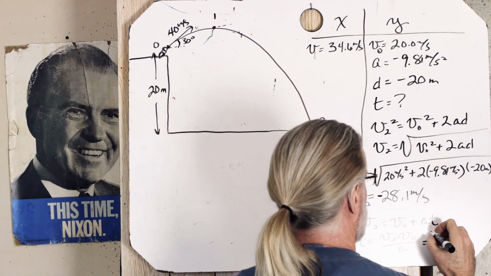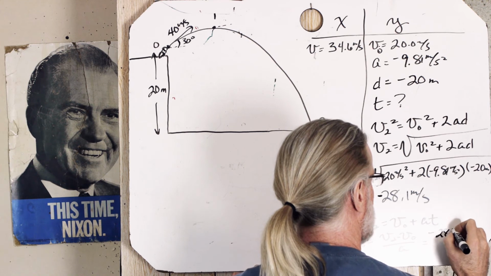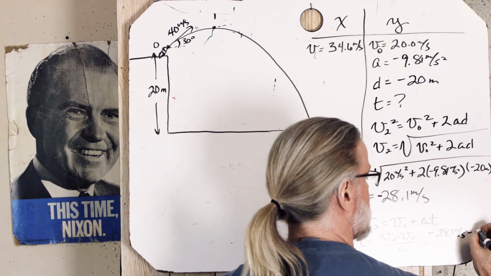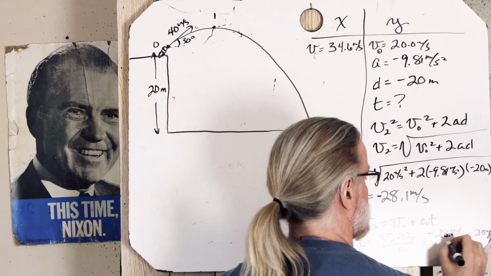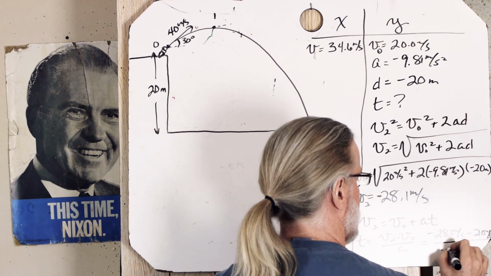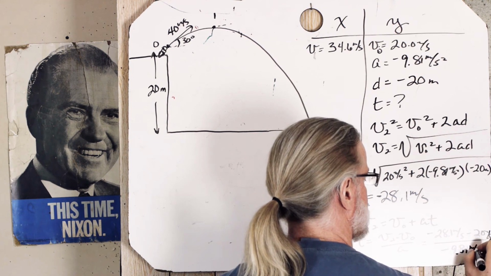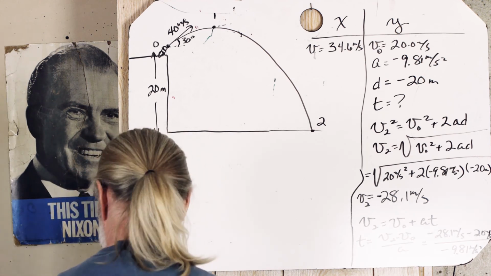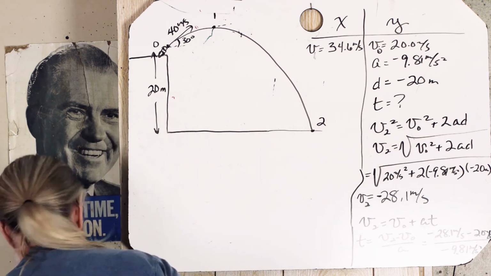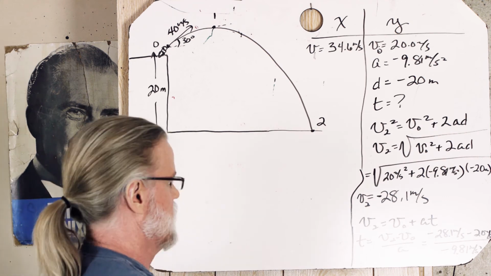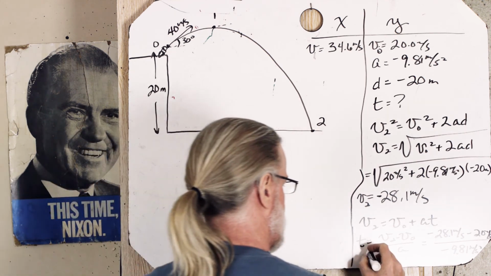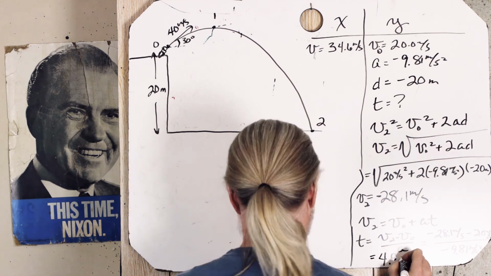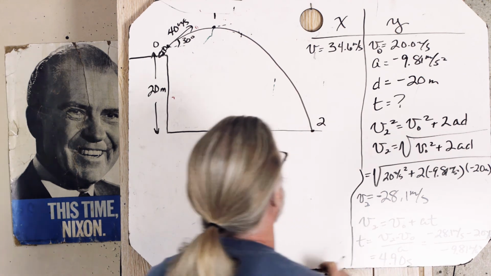Anyways, V2, negative 28.1 meters per second minus 20 meters per second divided by negative 9.81 meters per second squared. Our numerator's negative, our denominator's negative. We're going to have a positive time, and I like positive time. 4.9 seconds. 4.90 seconds. Let's see, is that reasonable?